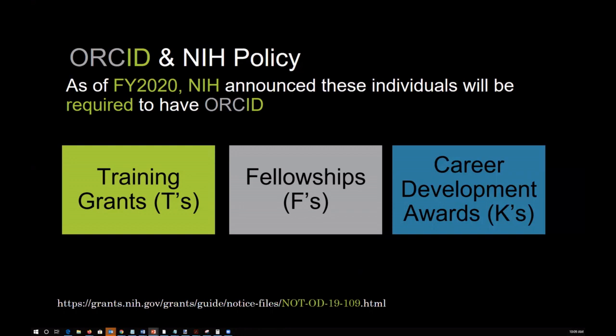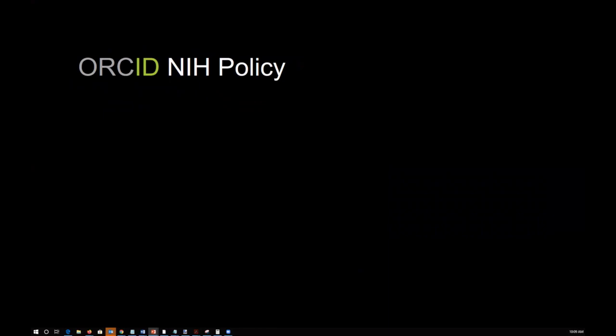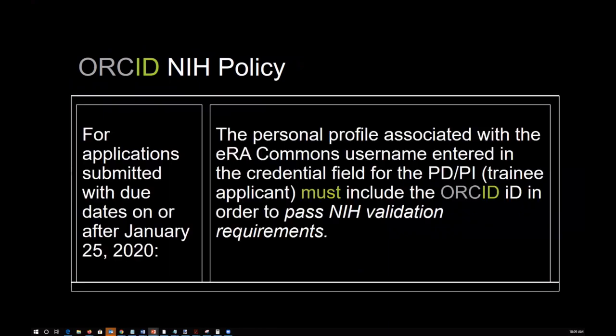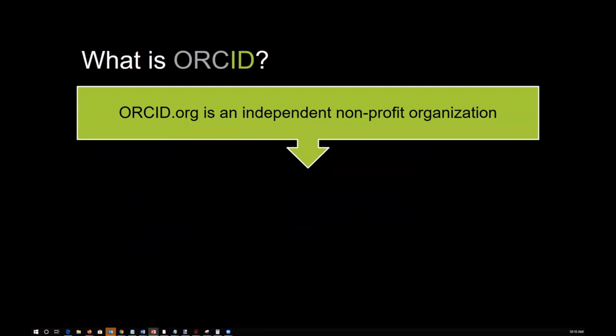And what ORCID does is to help disambiguate, sorry, big word, but just to distinguish one author from another, especially if they have similar names or a common name. And so the NIH policy, this started in January of this year, and the trainees must have that ORCID ID in order to pass the NIH validation requirements. So that's where that number has to be entered, and it has to be tied to the ERA Commons account. And so we'll take a look at that in just a little bit.